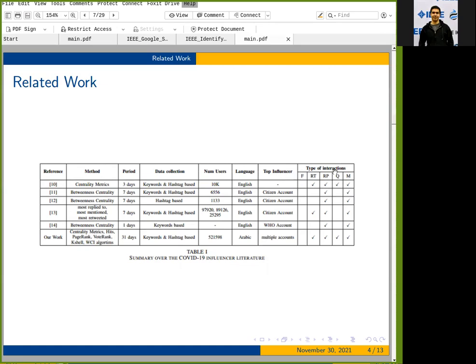Also, we have considered different types of interaction in Twitter, like retweet, reply, quotes, mention, unlike other works that have only used some of these interactions. As a result, we have been able to identify multiple types of accounts, not just citizen accounts, as super spreaders, like government accounts, celebrity accounts, and so on. Other works have only identified some citizen accounts as super spreaders. Also, the number of users used in our study is pretty high, more than 500,000 users, so that we think our work is unique compared to existing techniques.